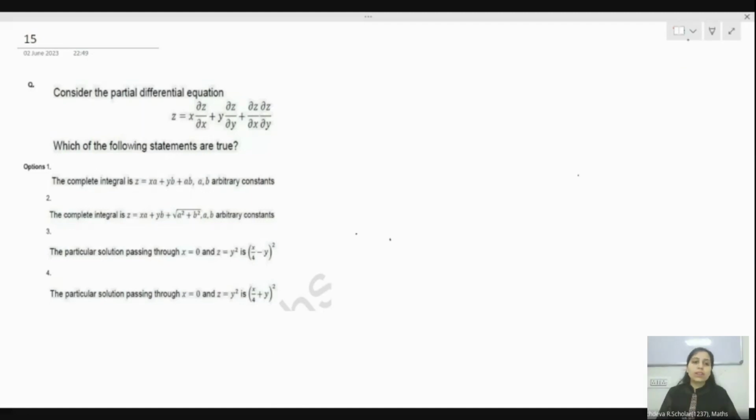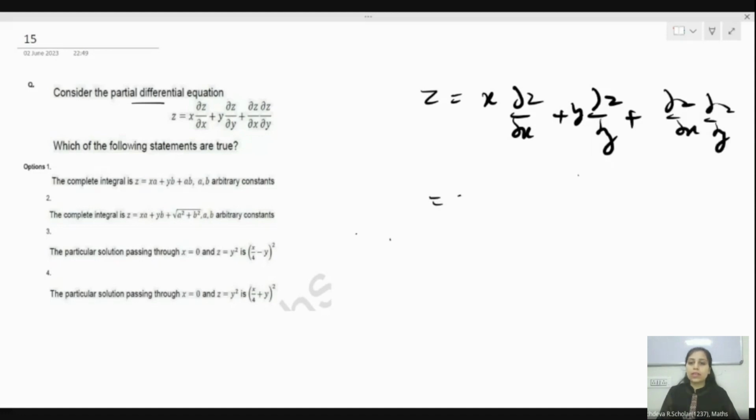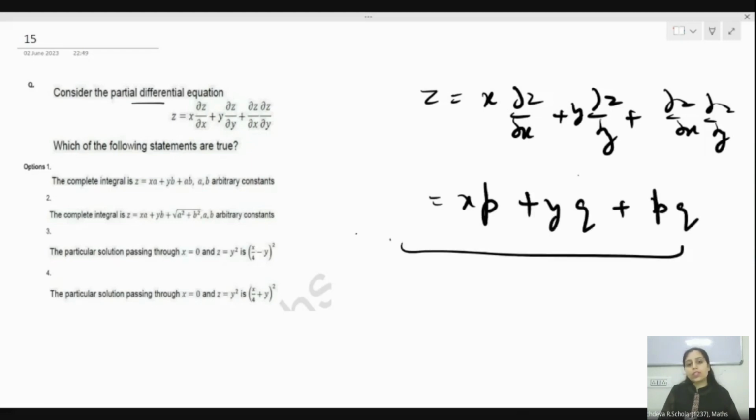So we have the last question. As sir said, here we have a partial differential equation: z = x ∂z/∂x + y ∂z/∂y + (∂z/∂x)(∂z/∂y). We can write it as z = xp + yq + pq. This is an equation of first order, but here p and q are multiplied, so this is a non-linear type.